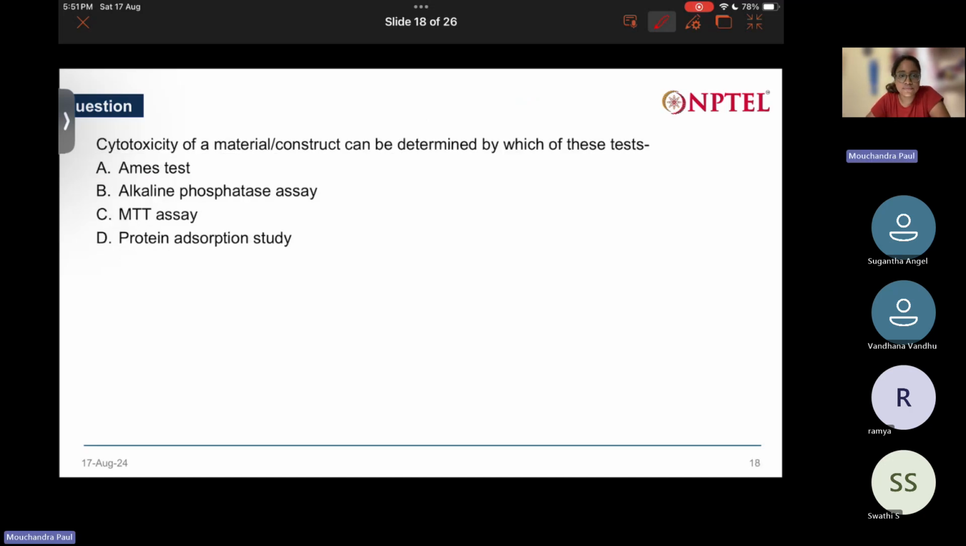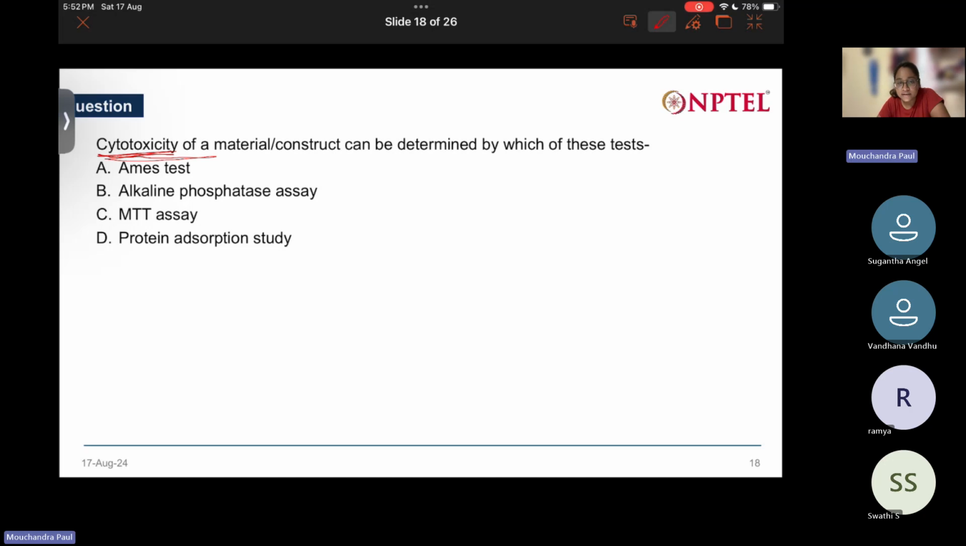This is the next question. Cytotoxicity of a material or a construct, it can be determined by which of these tests. So cytotoxicity, what this term means: cell killing. Cyto means cell, toxicity means poisonous. Right? So it is so toxic that the cells are dying. Okay. So it is cytotoxicity.